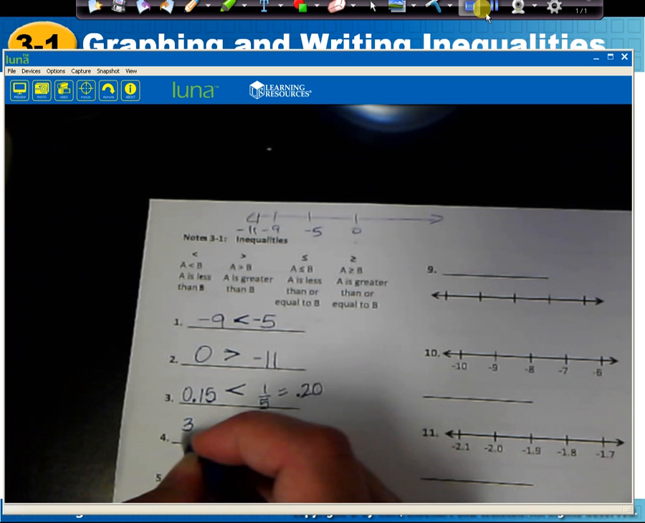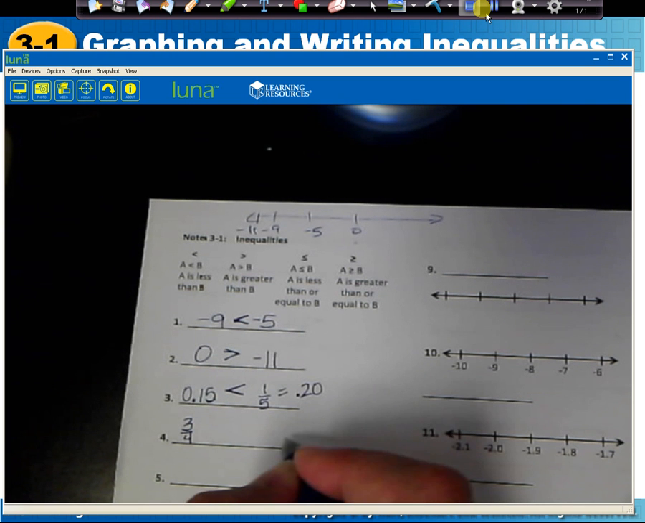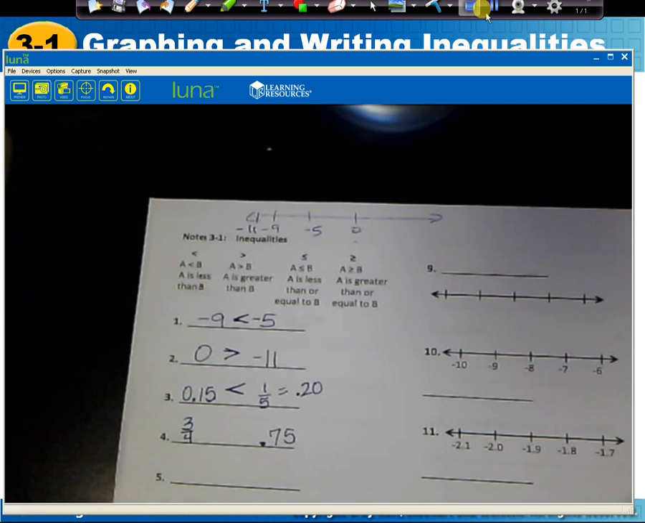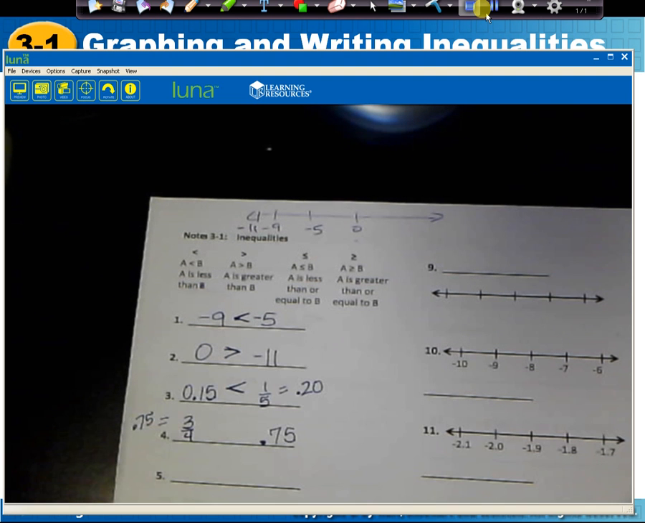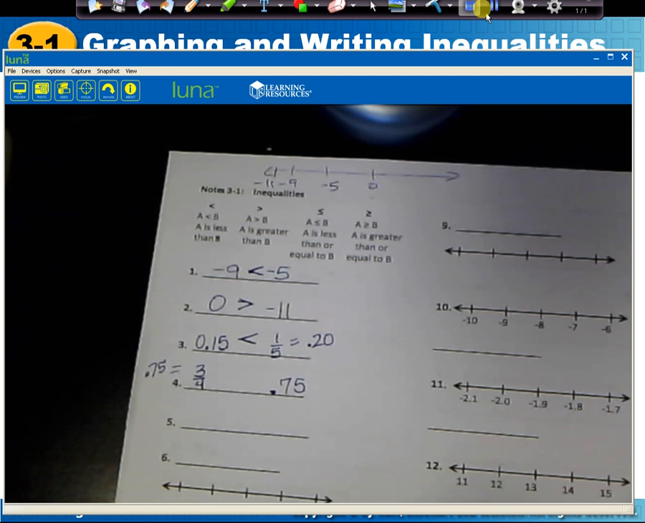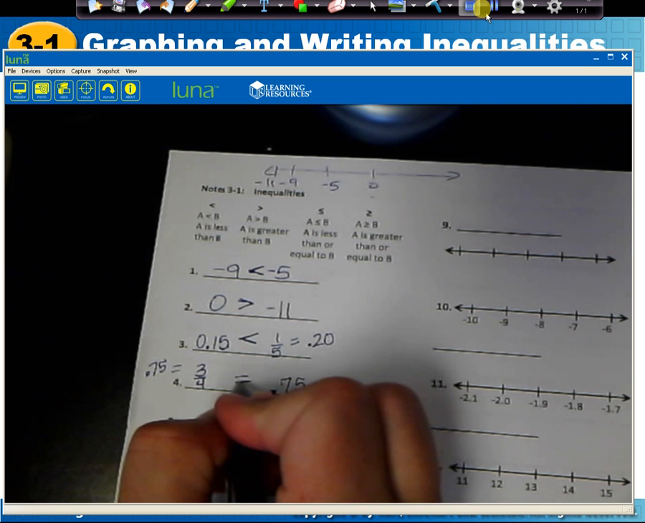The next one, you're going to write 3/4 and then 0.75. 3/4 equals 0.75 if you type it in your calculator. It's the same as 0.75, so we're going to say it's equal.